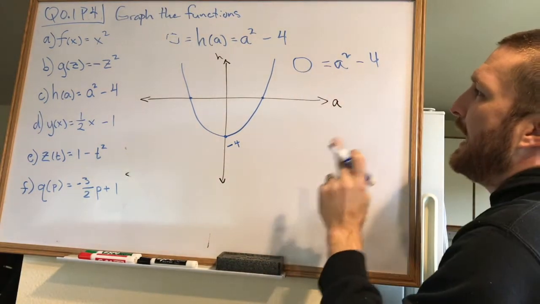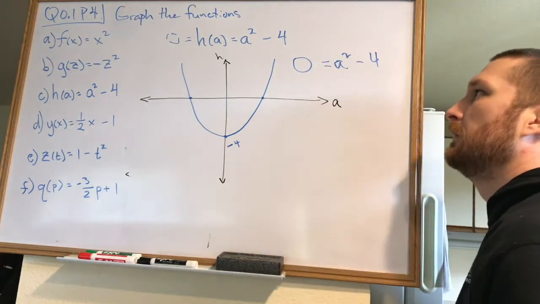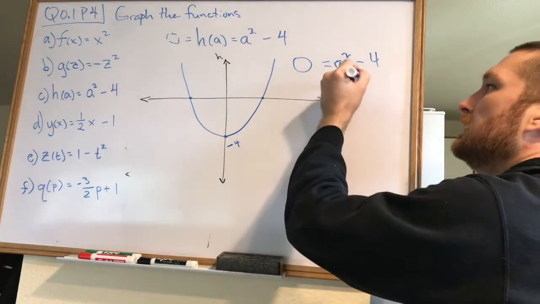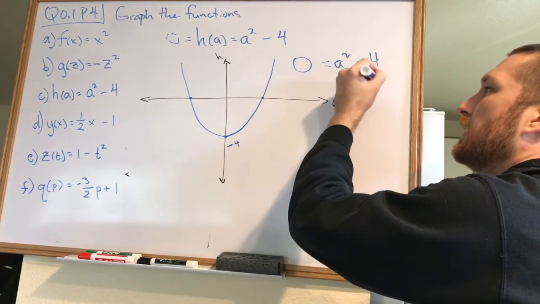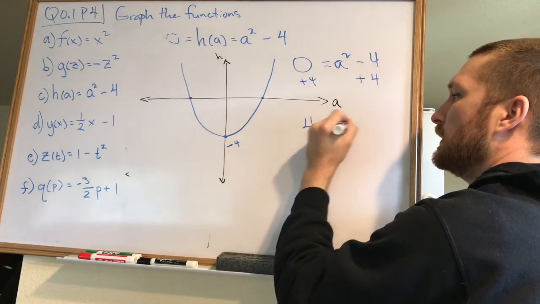I'm trying to get a by itself. So a gets squared, then he gets 4 subtracted from him. So to undo subtract 4, I'm going to add 4 to both sides. I get 4 equals a squared.